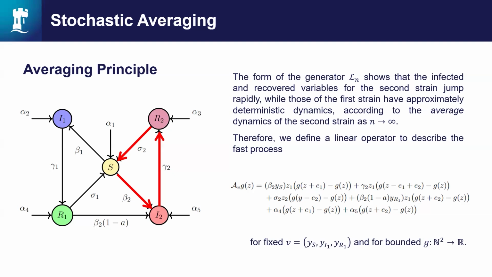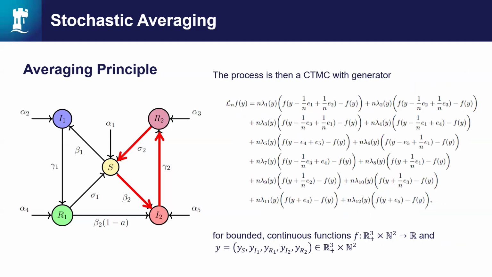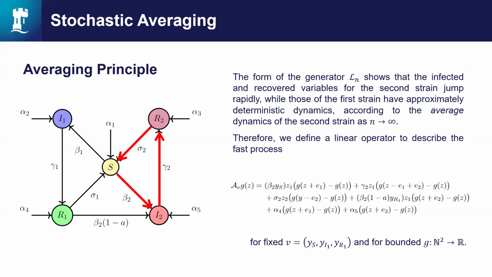And those of the first strain are going to have roughly deterministic dynamics because the variations are so much smaller. Okay? And then what we're saying with the stochastic averaging principle is, therefore, because these fluctuations are so much better, we're going to use the average dynamics of my big jumps in order to then reduce my equations. So we just make a new operator equation, a new generator equation to describe just the fast process. So all I've done is taken all the terms in this which have a fast variable in them, and I've made that its own equation.